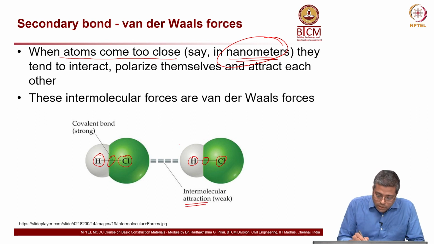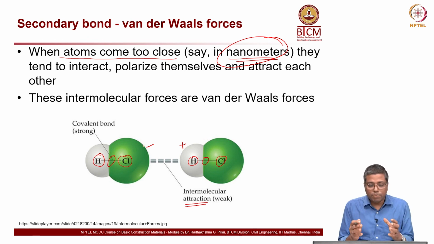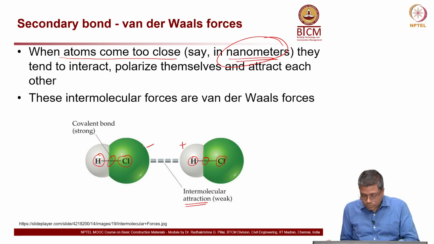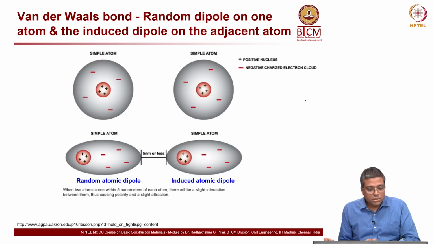Why? Because you have H plus here and Cl minus here. So, you have positive and negative ions coming closer, and then they may form this weak bond. And even though it is weak, it has influence on the material properties at different states. And these are called van der Waals forces.